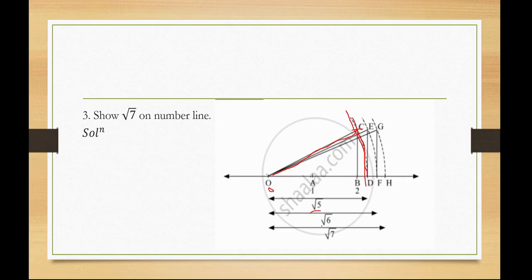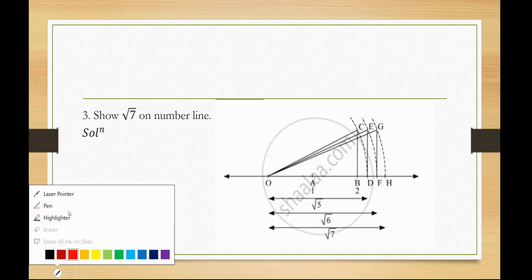Now next, how to show root 6 with the help of root 5. Again, we will take the rounder at O. From this point, we will draw an arc. It will form a point, we have named it F. So that's why the point F is also equal to root 6.